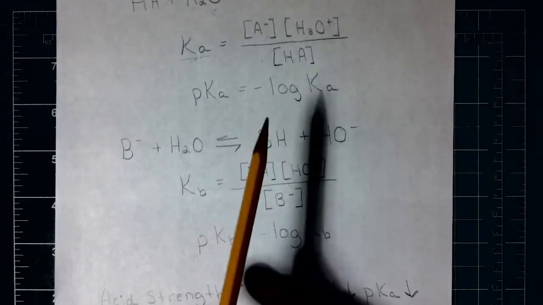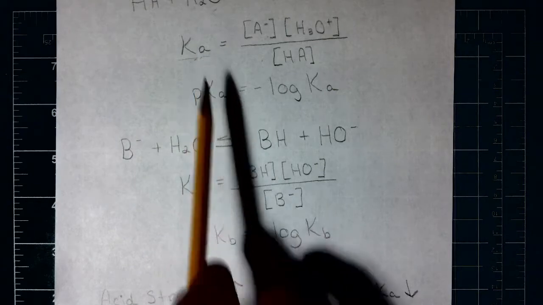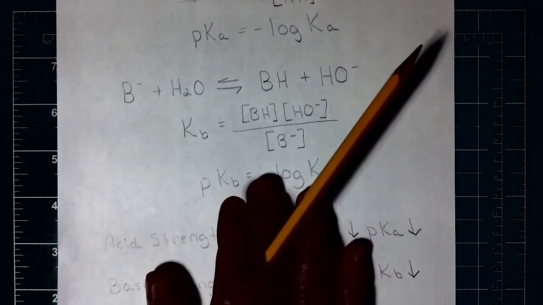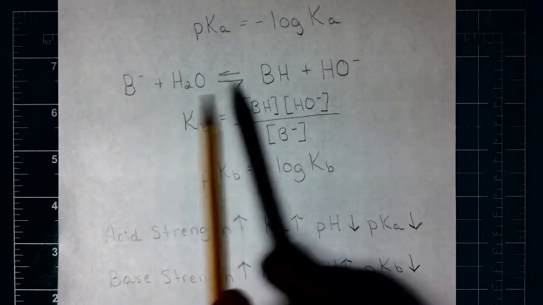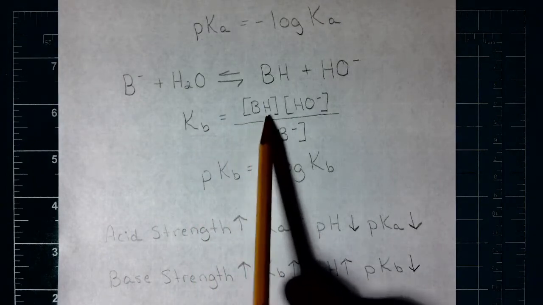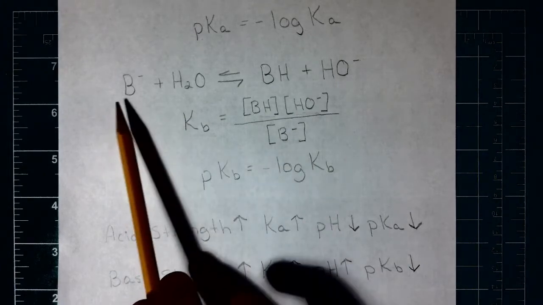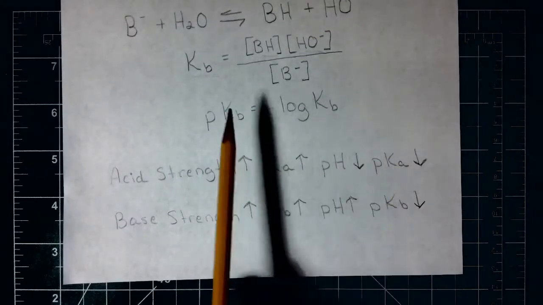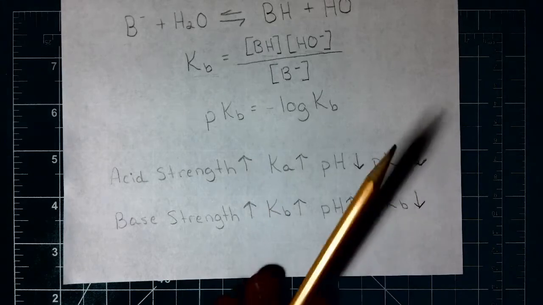And we can do the exact same thing that we've been doing and talk about the pKa of this by taking the negative log of the Ka. If I have some generic base that's able to accept a proton, I can write out the Kb for it, where I have the products over the initial B- concentration. And I can talk about the pKb of this as the negative log of the Kb.